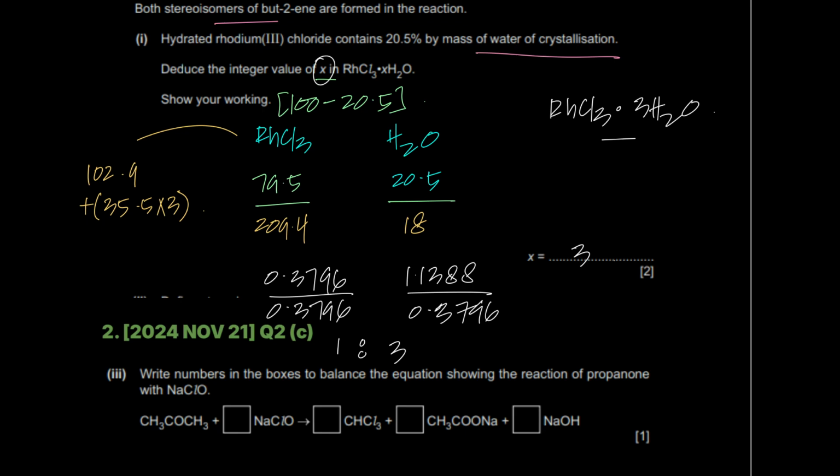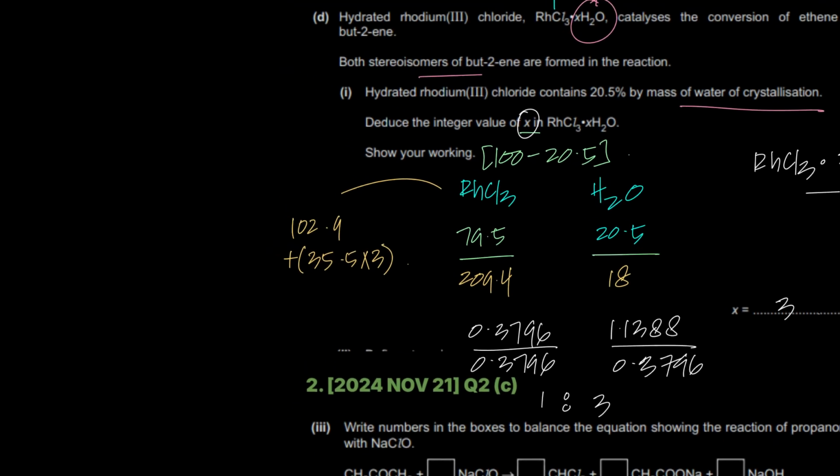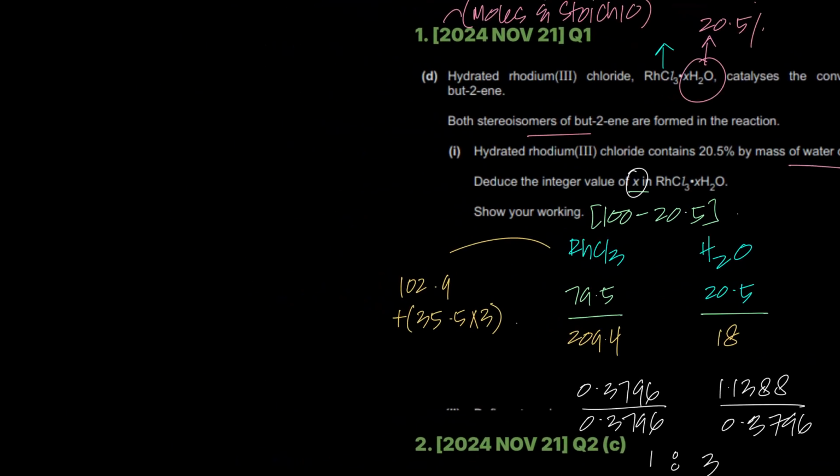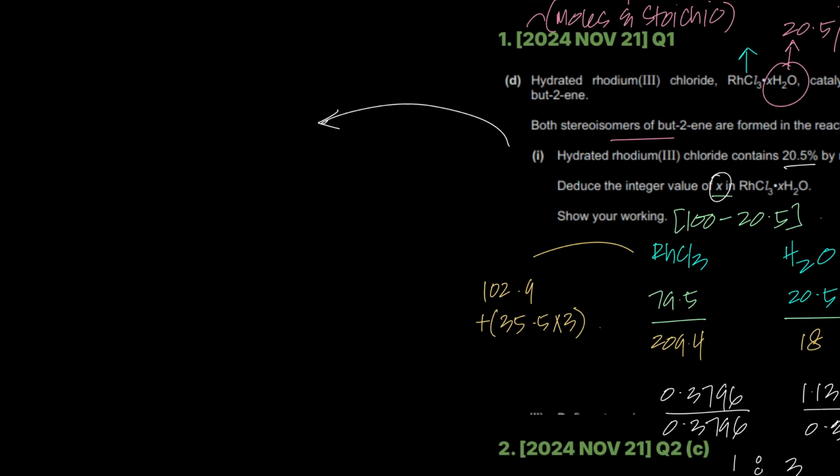Now, some of you might fight with me and say, sir, this is not how we used to calculate X for hydrated salt. How did we used to calculate X for hydrated salt? Effectively, the empirical formula is the right method to do so. But if you want to stick to the old methods from O levels, and I also teach that from time to time, you could think of these as grams, because percentages are just like grams.